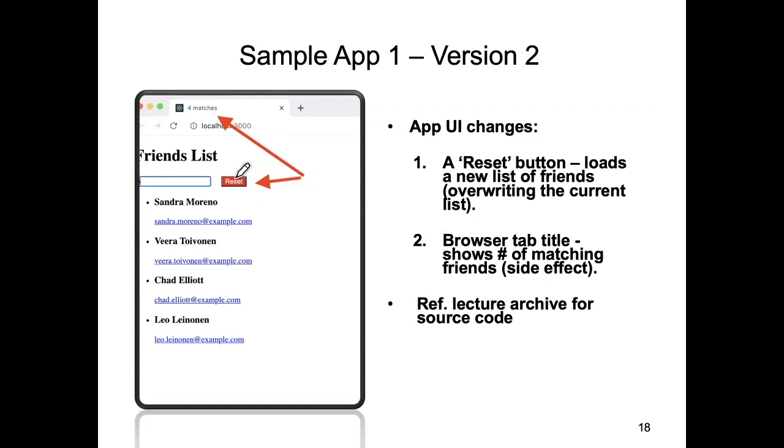But the complication that I've added in is, let's suppose I've got what I call my reset button, and whenever I click that reset button, I want my app to request a new set of friends from the web API, and that new set overwrites the previous set that I would have retrieved. Also, in the browser's tab, I want to display the number of matching friends that are being displayed at any one time. So from a UI perspective, those are the two changes that I decided to add to my app.